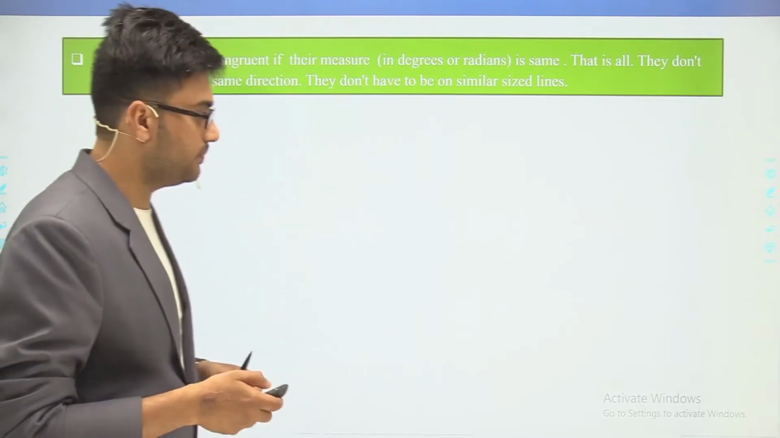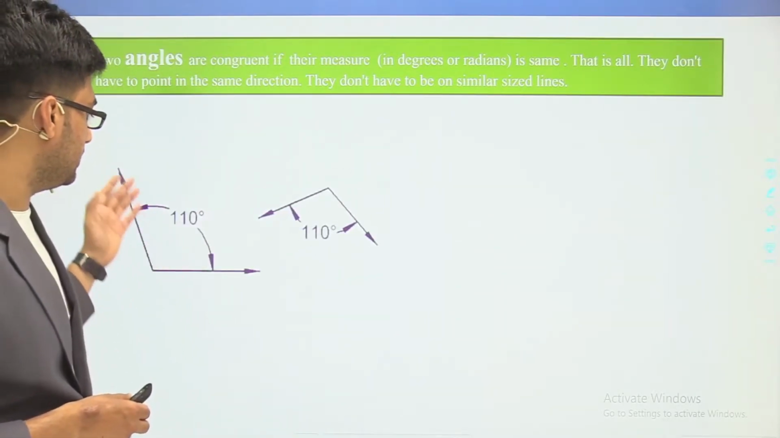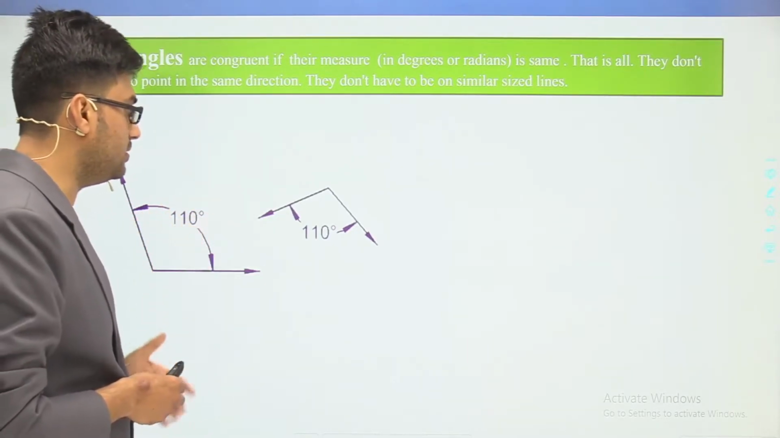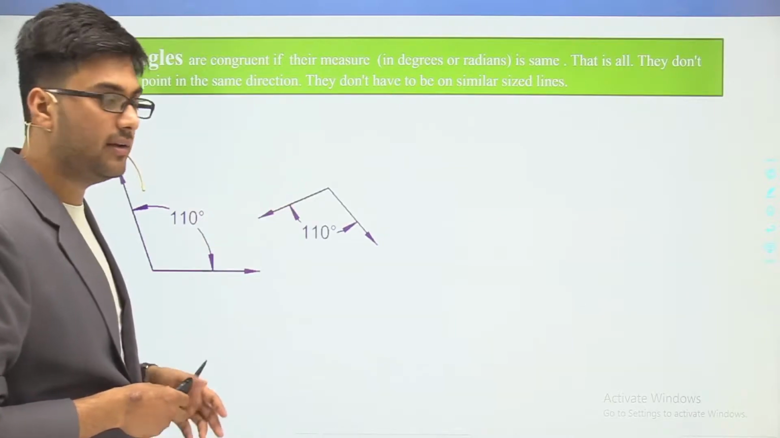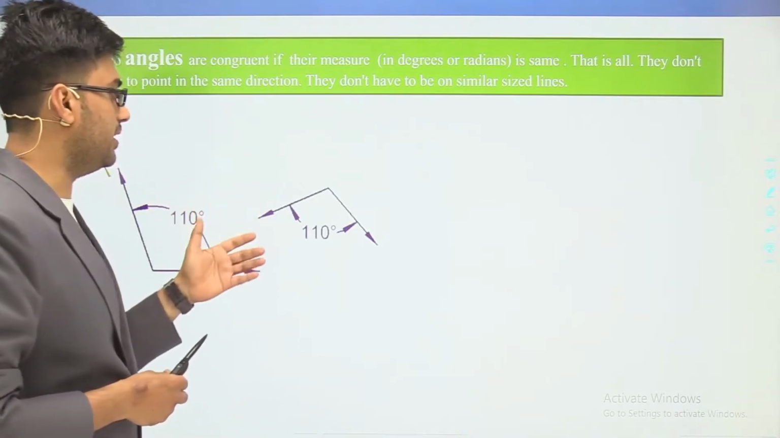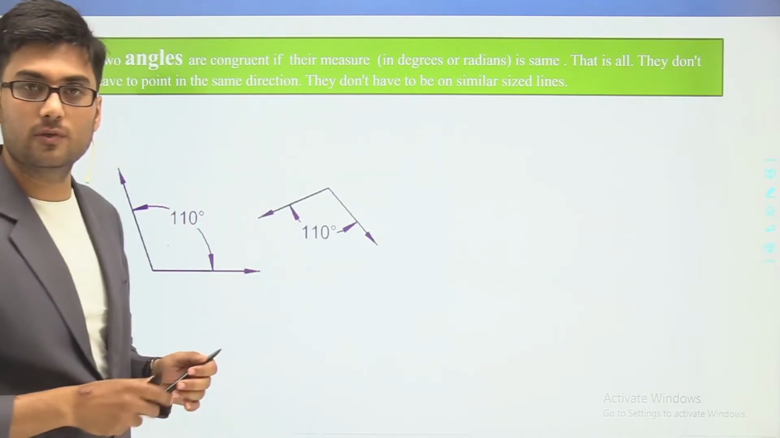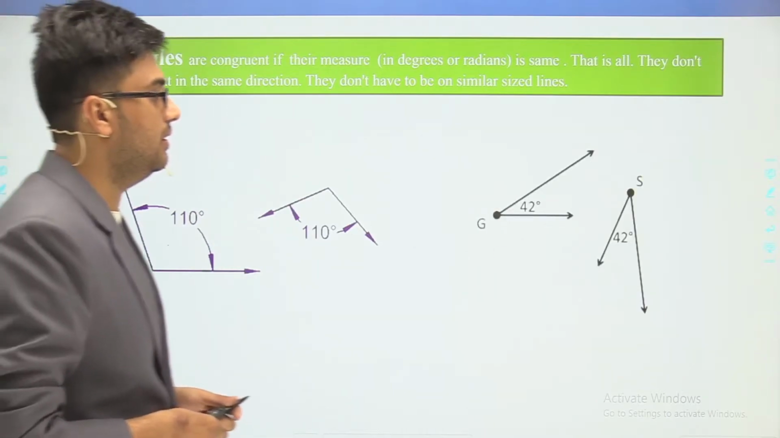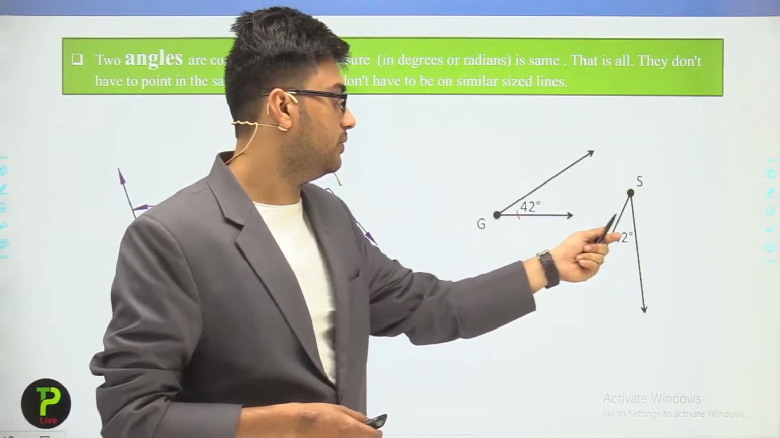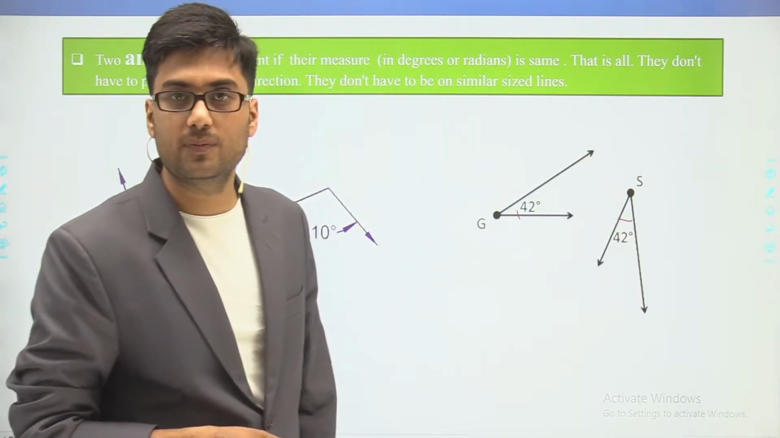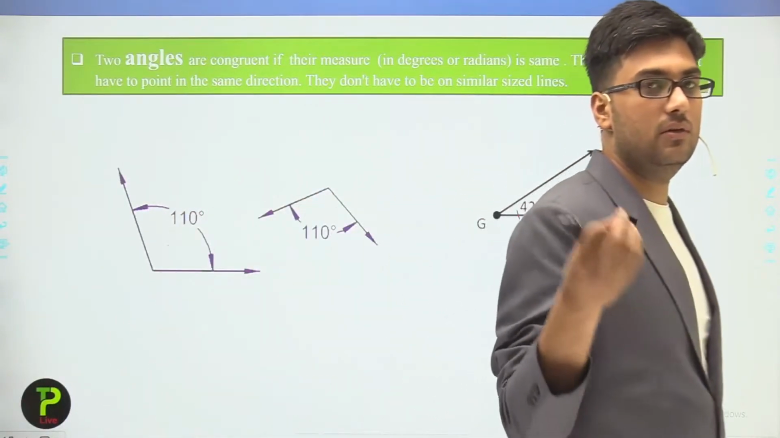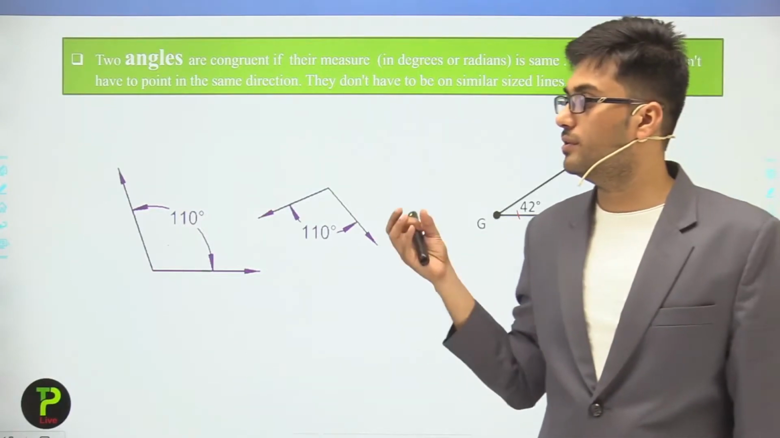For example, here we have two angles, and the measure of both angles is 110 degrees. So these two are congruent. Here the arms' direction is opposite to each other, but they are congruent because the angle measure is 110. Now for example, these two are also congruent because the measure of this angle is 42 and the measure of this angle is also 42. Clear? So students, here we discussed the congruency of circles, congruency of lines, and congruency of angles.